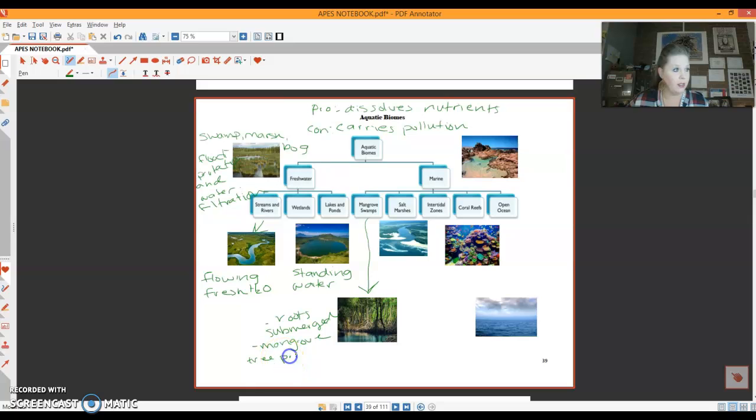They protect coastline from erosion, which is losing soil, which we don't want, from erosion and storm damage.